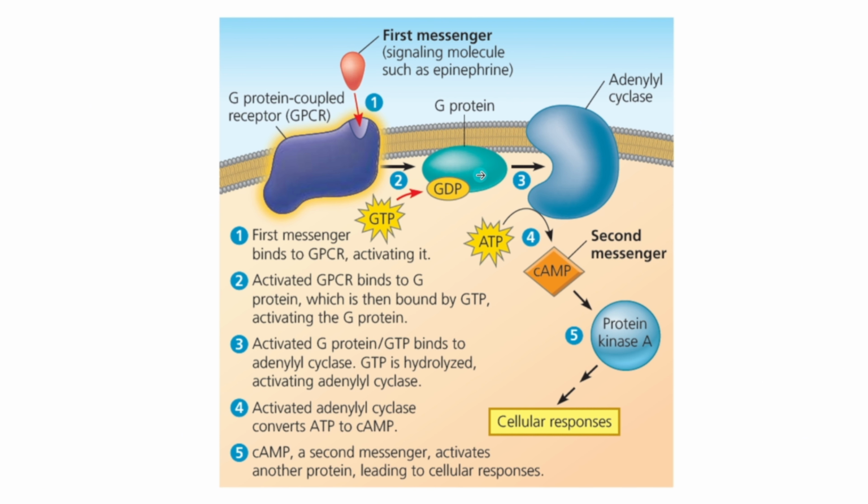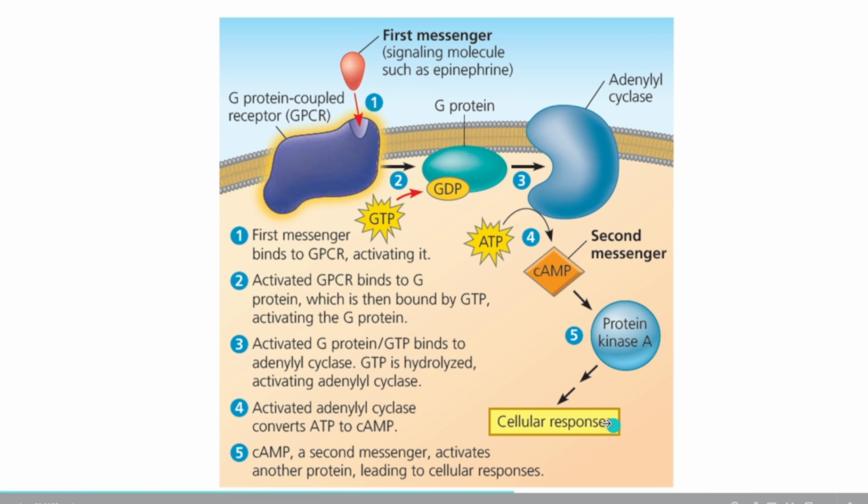So what does this G protein do? This G protein will activate adenylyl cyclase. I'll repeat again. The G protein will bind to the adenylyl cyclase, GTP is hydrolyzed, activating the adenylyl cyclase. And this adenylyl cyclase will convert the ATP to cAMP. So this cAMP acts as the second messenger to activate another protein for the cellular response.